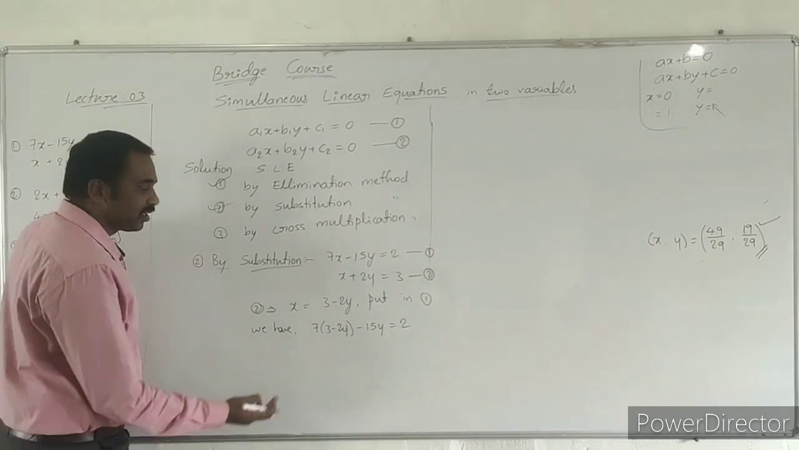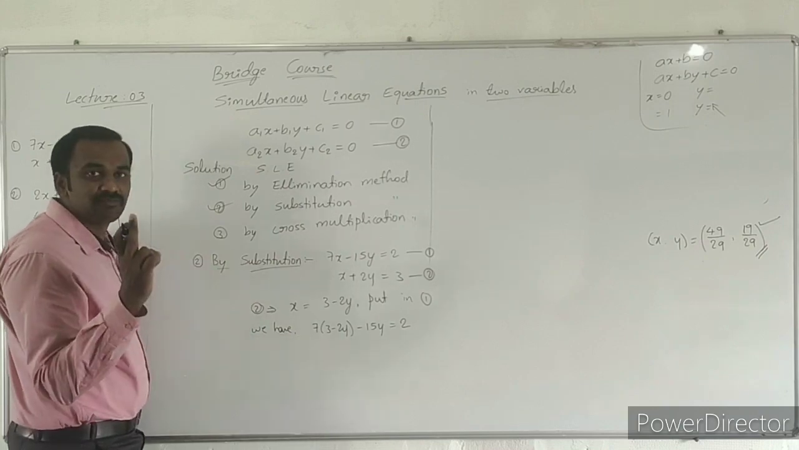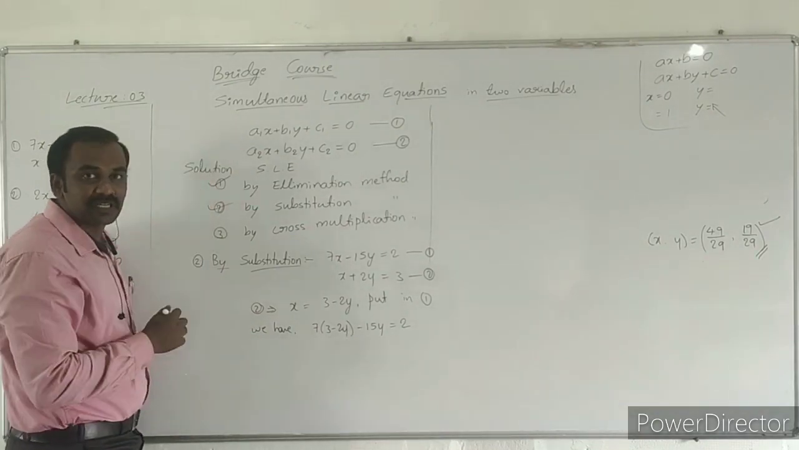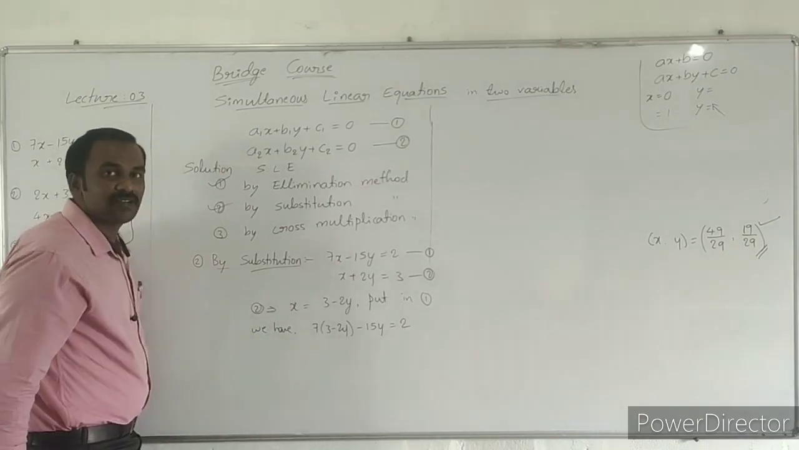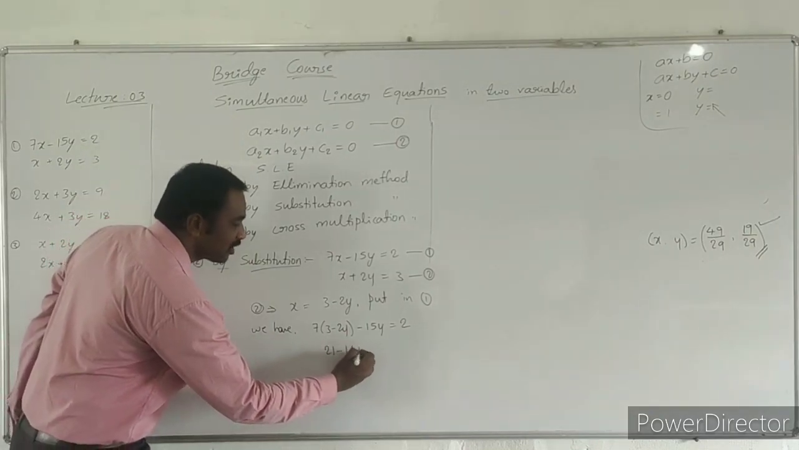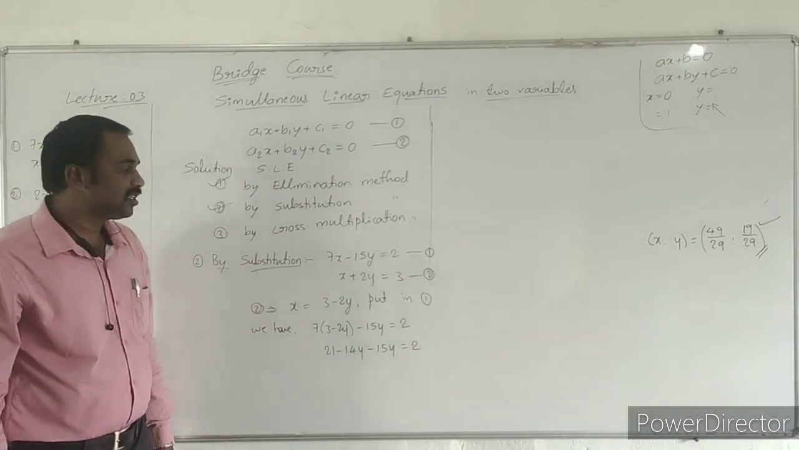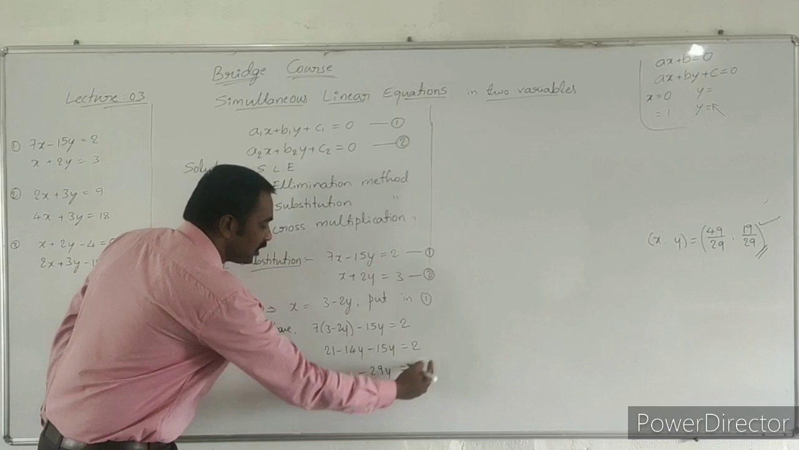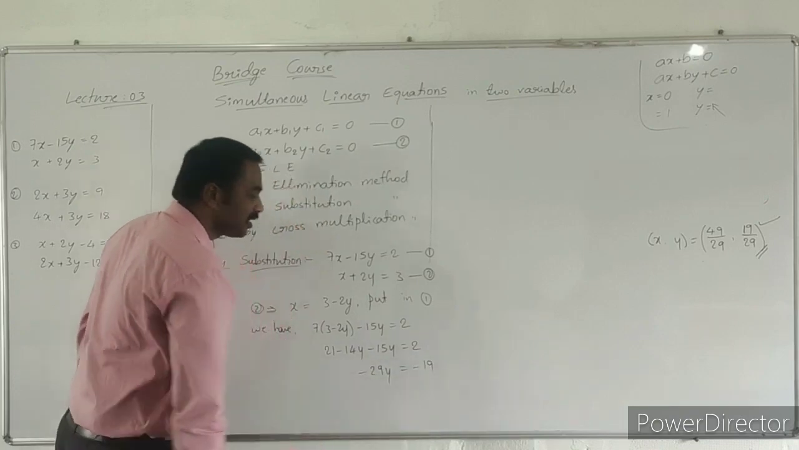Now observe that this is a linear equation in one variable, because only one variable is there. In the first lecture we already solved this type of problem. Solve for y: pause the video and solve, and we will get the confirmation. Or else, here 7 threes are 21, minus 14y minus 15y is equal to 2. Minus 14y minus 15y is minus 29y, is equal to 2 minus 21, since 21 is shifted to the right-hand side, which is minus 19.